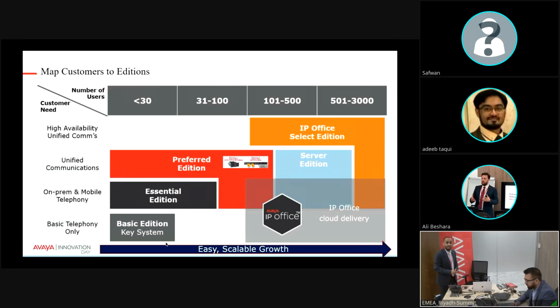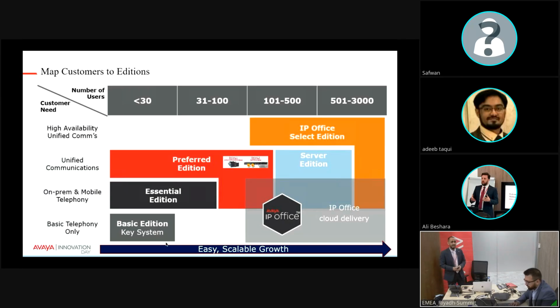With Essential Edition and Preferred, we can make up to 128 conference calls free without adding a license. With Server Edition we can make up to 250 conference calls inside the IP Office. With Select Edition we can reach up to 512 conference calls.